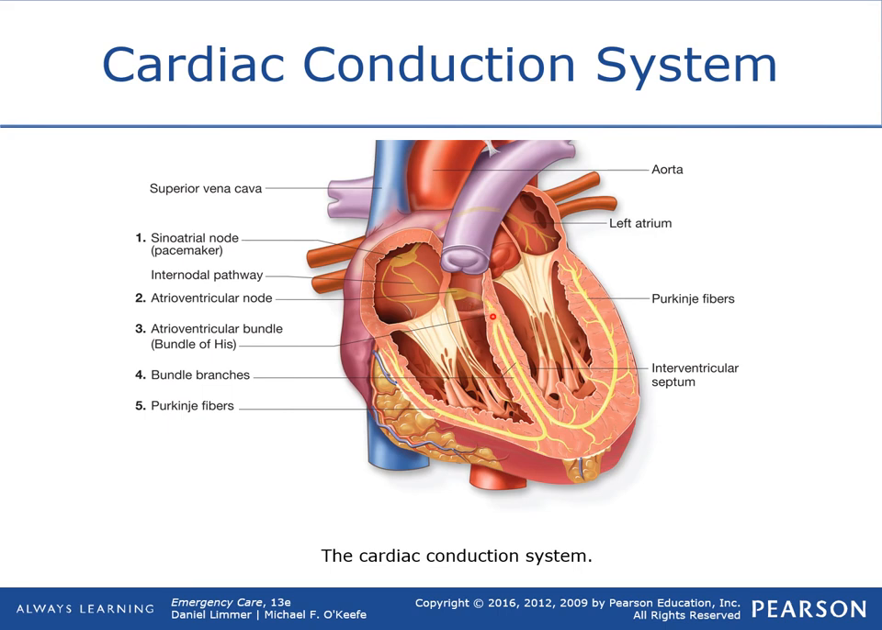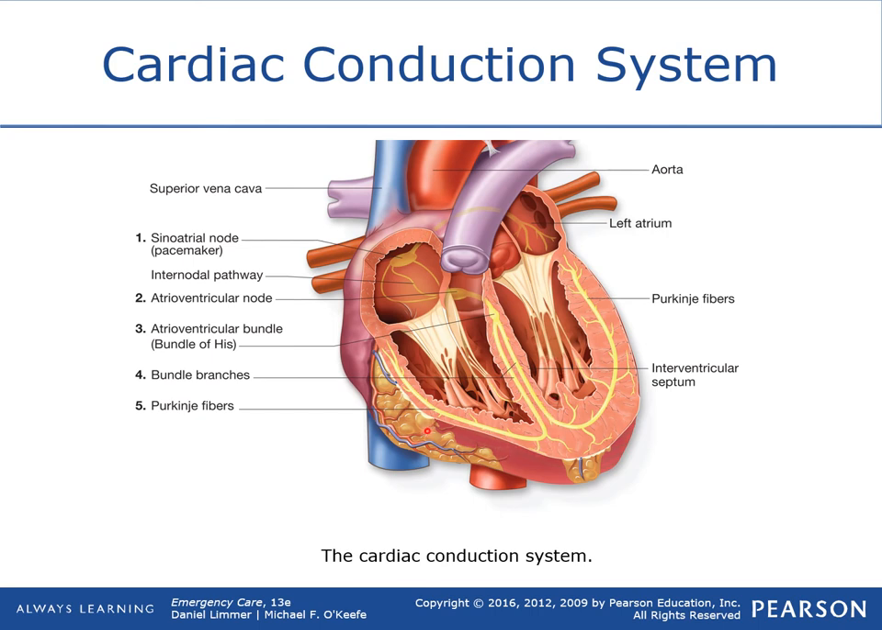The other name for this is the bundle of His. So it's this common little bundle right here, right after your AV node. It then branches off into your right and left side, and these are called your bundle branches. So you have your left bundle branch and your right bundle branch. So it's held in the AV node, then goes through your bundle of His into your right and left bundle branches.